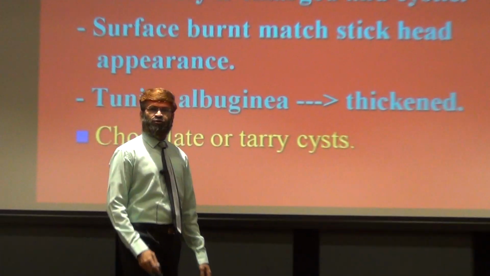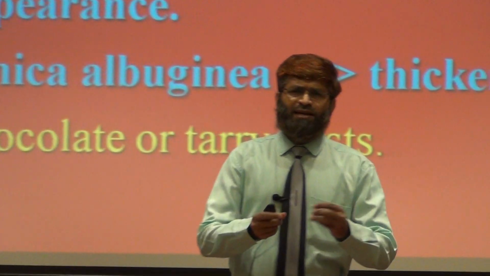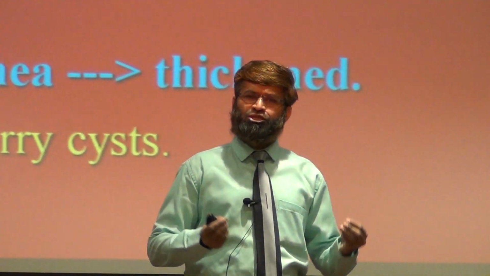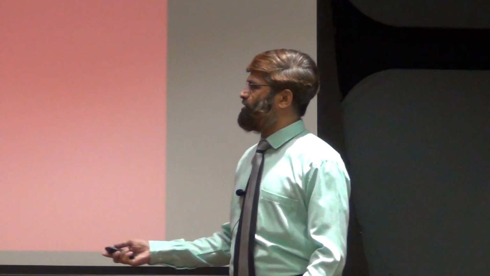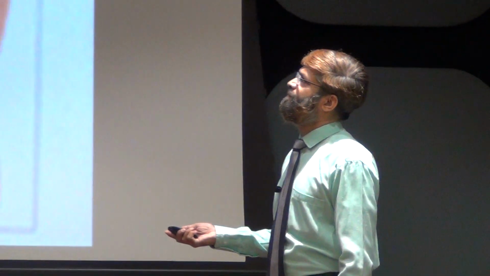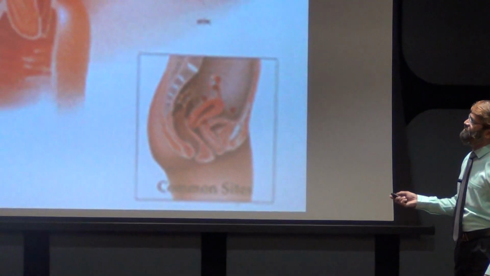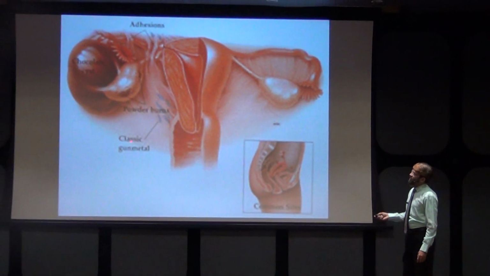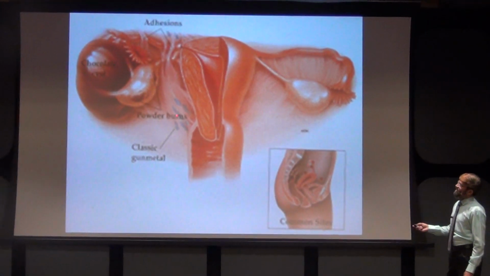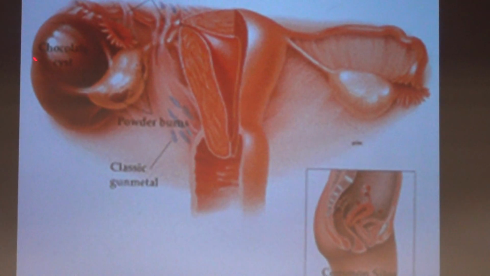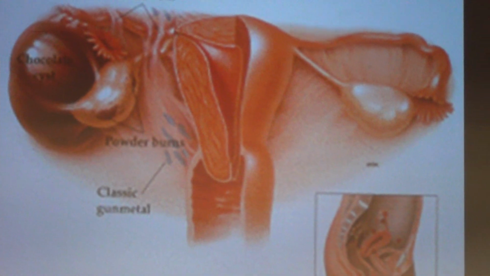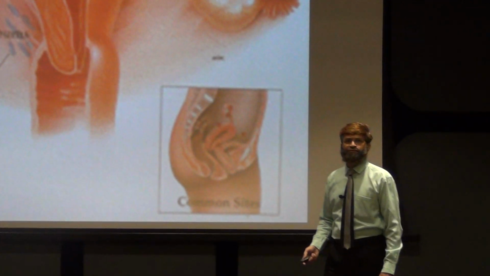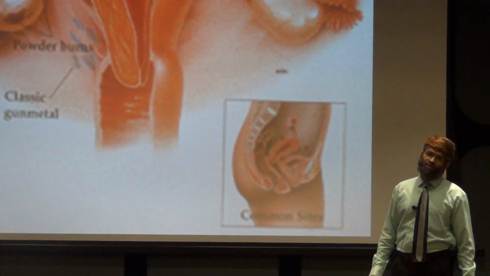On laparoscopic view, you will be able to find hematogenous spread, the presence of hemosiderin granules as well as blood, and we call that chocolate cyst of the ovary. So chocolate or tarry cysts will be observed. Here you will be able to see the powder burns in the uterine cavity, or classical gunmetal appearance outside at the serosal area, and here is the chocolate cyst of the ovary. The most important complication, which may lead to infertility troubles, as we are going to discuss further, is the adhesions over here.